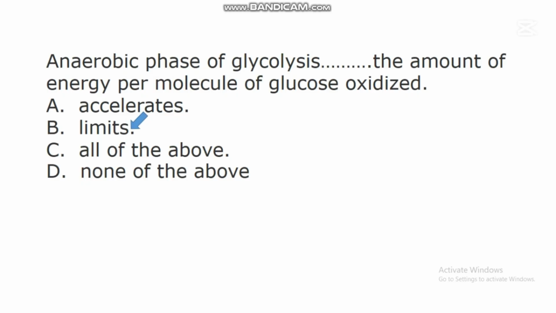Studies have shown that the anaerobic phase of glycolysis involves the metabolism of glucose in such a way that little amount of energy will be produced. So when glucose follows through the glycolytic pathway, during the anaerobic phase of glycolysis, there will be production of little amount of energy when one glucose molecule is oxidized.